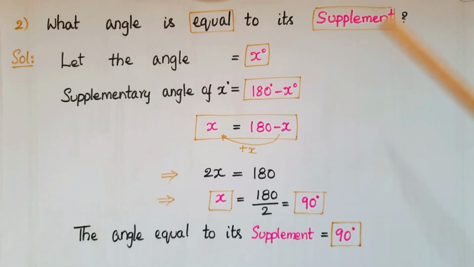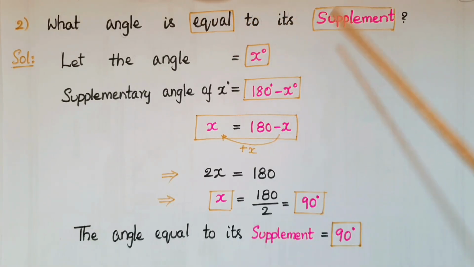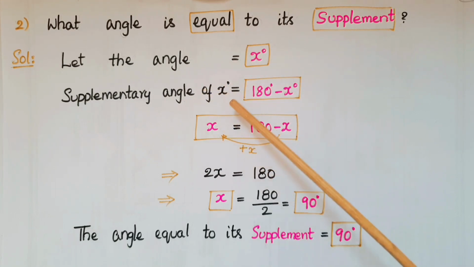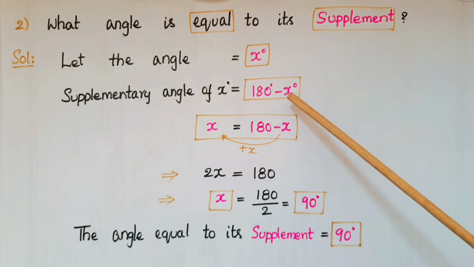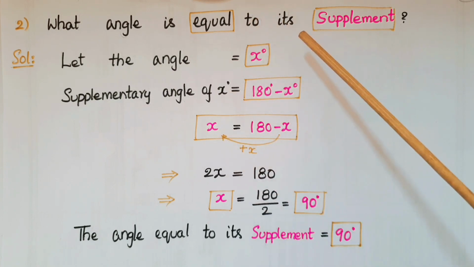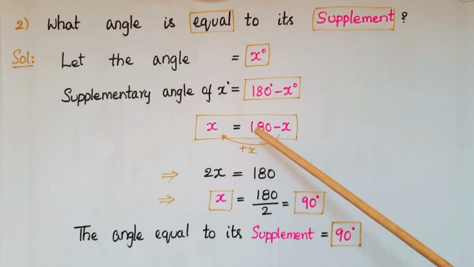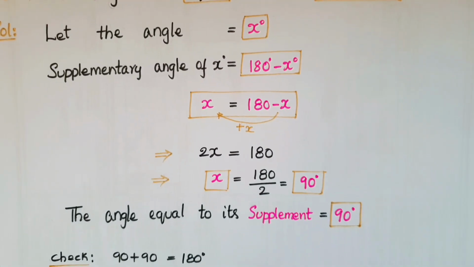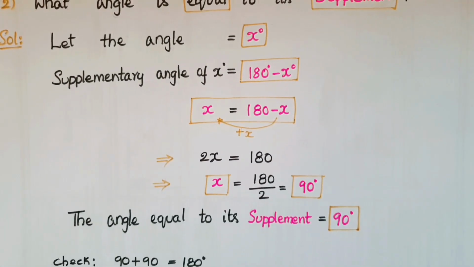This is another problem. What angle is equal to its supplement? So let the angle be x degrees, then the supplementary angle of x degrees is 180 minus x. So here the angle is equal to its supplement. So x is equal to 180 minus x. So 2x is equal to 180, then x is equal to 90 degrees. So the angle equal to its supplement is 90 degrees. We can check: 90 plus 90 is equal to 180 degrees.